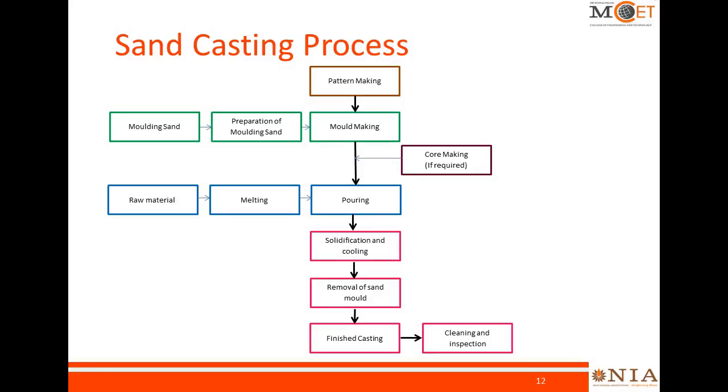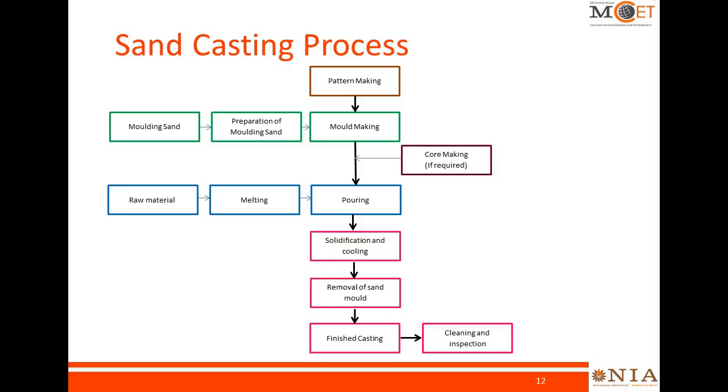And once the pattern is made, the next process is mold making. To make a mold, we need to prepare molding sand. Molding sand has to be properly prepared, mixing with clay and moisture, and once that mold sand is prepared, using the molding tools, you can produce a mold. And if required, you can also go for core making. Cores are used to produce hollow features in the component.